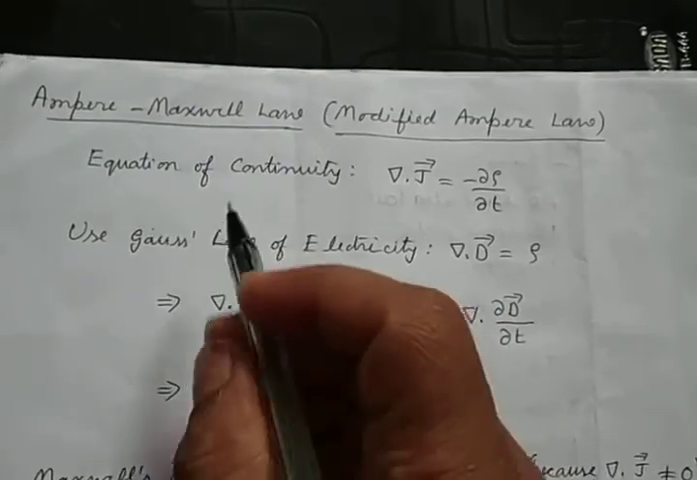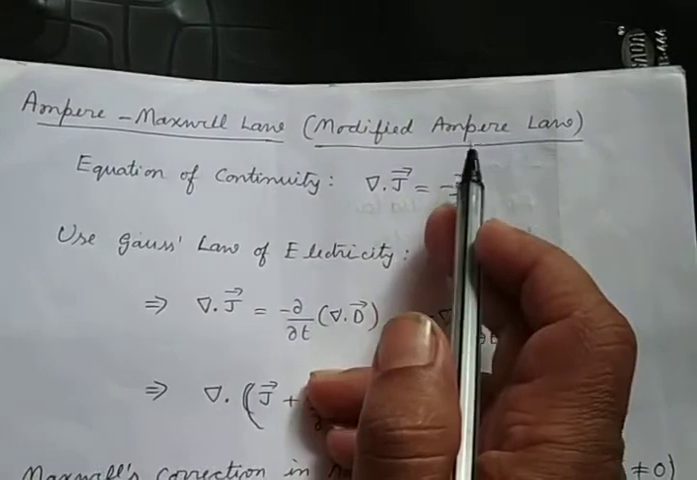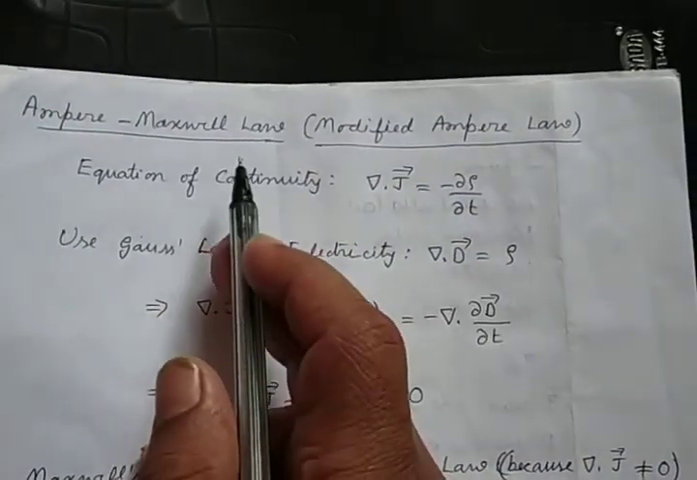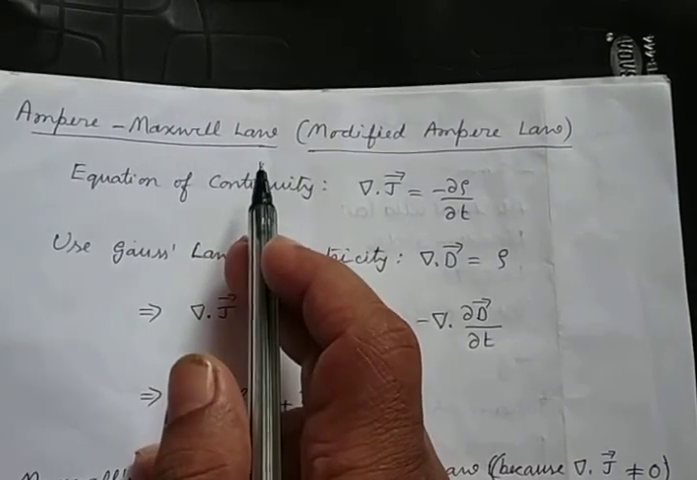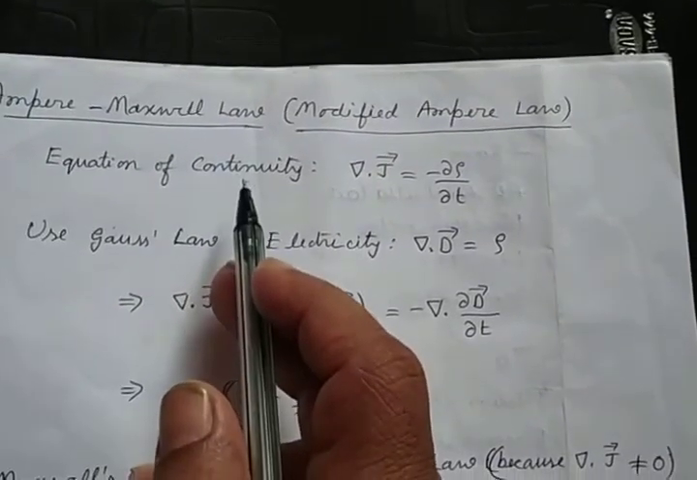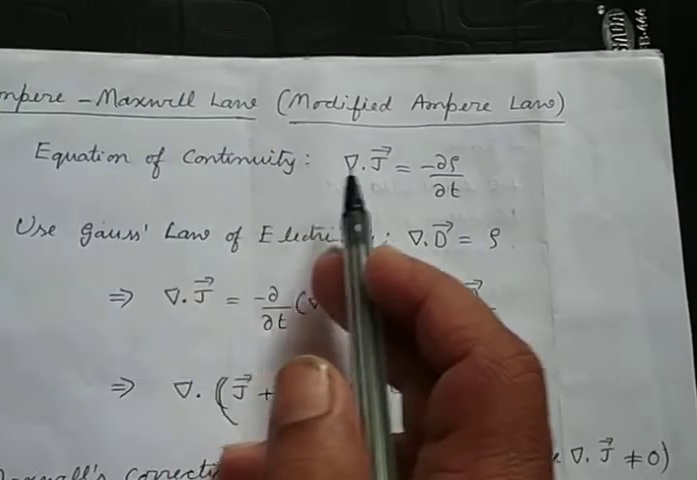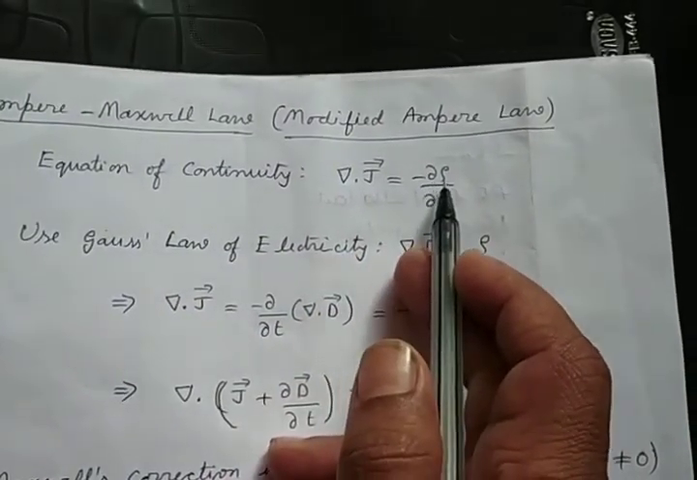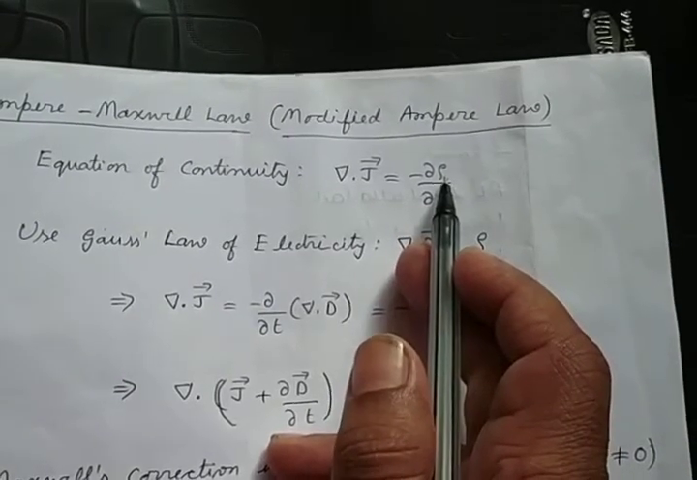Yes, let us now discuss Ampere Maxwell Law, also called the modified Ampere Law. Ampere's Law we obtained earlier as curl of B bar is equal to mu J bar. We also saw the equation of continuity, that is, when we apply it for AC circuits, we get divergence of J bar is equal to minus dou rho by dou t, where rho is the charge density.